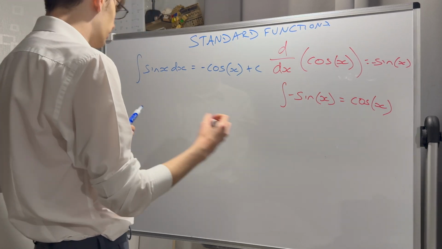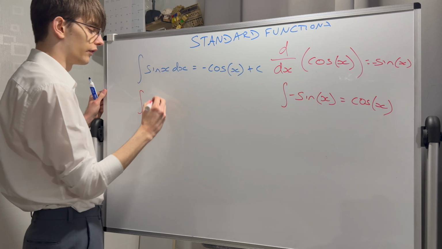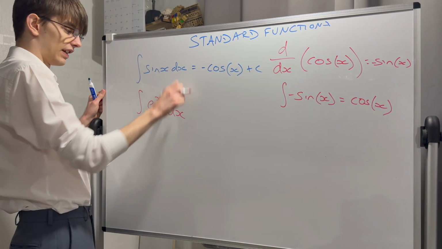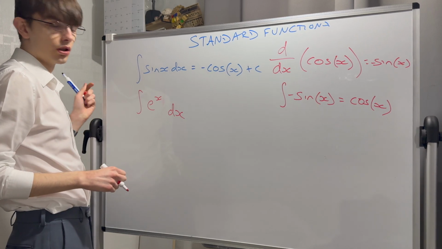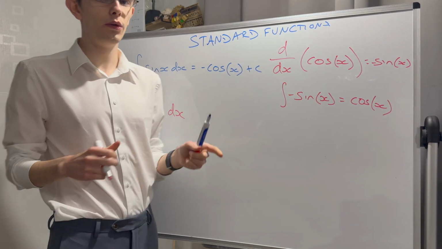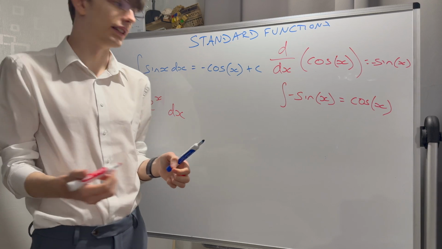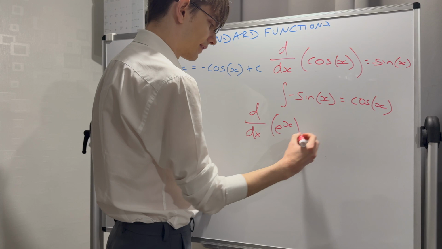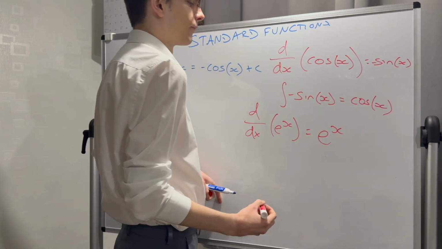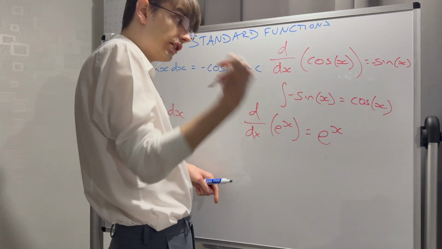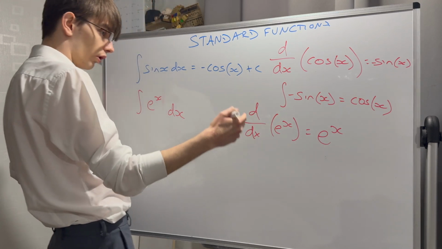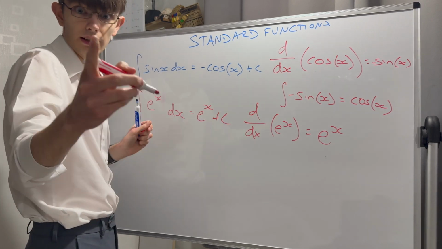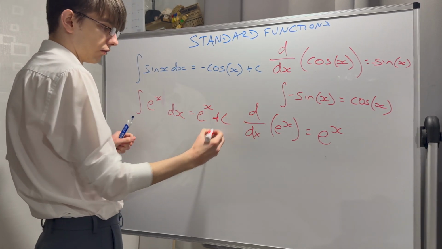We can apply this to the integral of e to the x dx. Why? Because we know that e to the x differentiates into itself. The derivative of e to the x is equal to e to the x. So going backwards, integrating it, the integral of e to the x must be e to the x plus c. Not going to catch me out.